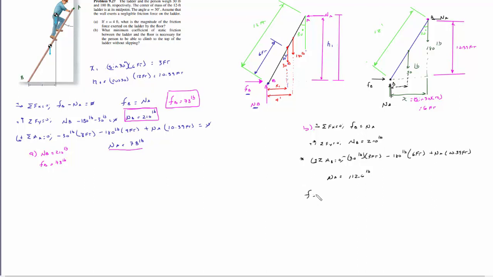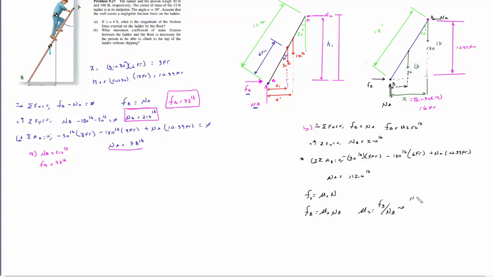Now once I have the normal at A, I can plug that in for my friction at B, and we know that static friction is equal to the coefficient of static friction times its normal force. So friction at B is equal to static friction at B times the normal at B. We're trying to find the coefficient of friction, so that's going to look like the friction at B over normal at B. Our friction at B is the same as the normal at A, so that's going to be 112.56 pounds.